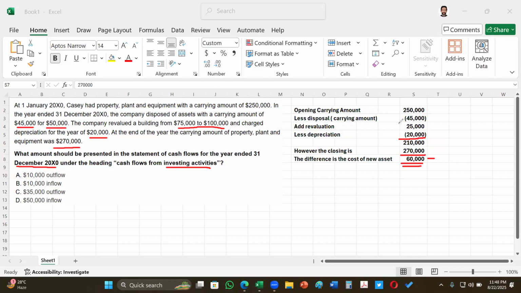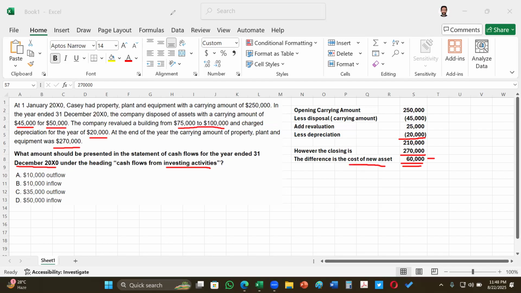I looked at the opening value of the asset, whatever I sold, I deducted it, whatever revalue took place, I added it. So that is the depreciation. Accordingly, I figured out that this should be the value, that is 210,000. However, the closing value is 270. So how come the value of the assets has increased? That is the cost of the new asset.